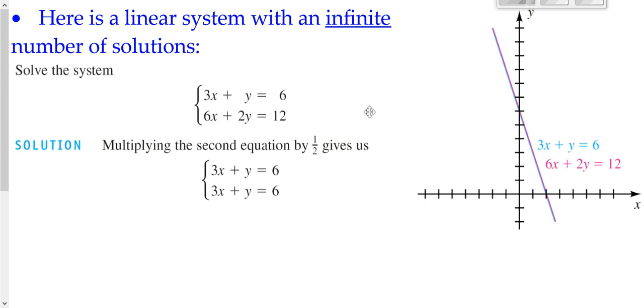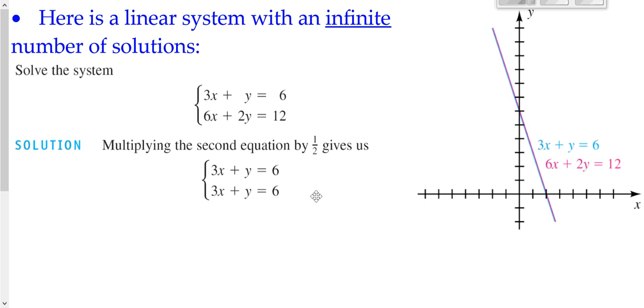Now, 2 lines don't have to cross at one point. It is possible the 2 lines that you have will be one on top of the other and have infinitely many solutions. That happens if one equation is a multiple of the other equation. If you multiply the second equation here by 1/2, it gives you the first equation. So in other words, everything's identical.